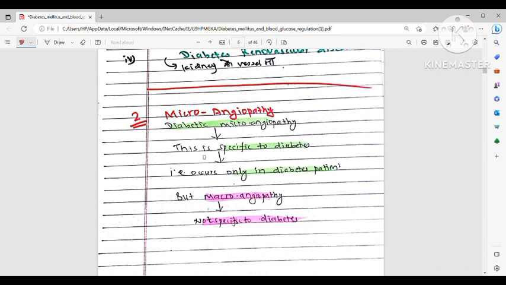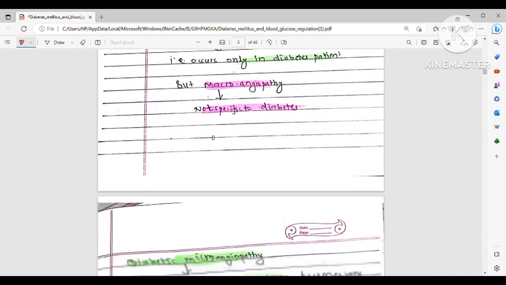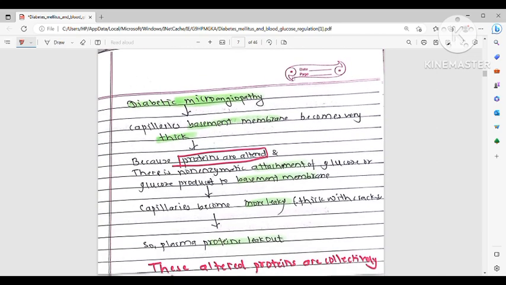Diabetic microangiopathy is specific to diabetes. It is not present in other diseases. It occurs only in diabetic patients. But macroangiopathy is not specific to diabetes. It may occur in diabetes as well as other diseases. But microangiopathy is specific to diabetes, occurring only in diabetic patients. Diabetic microangiopathy.